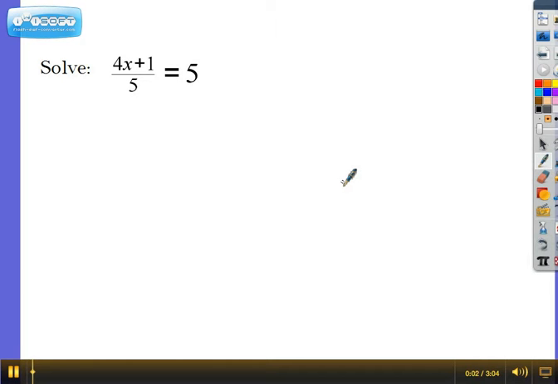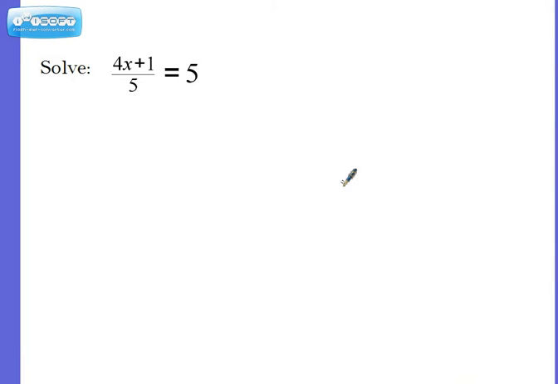Alrighty, here you go, Algebra 1 kids. These are 3 problems for solving multi-step equations.